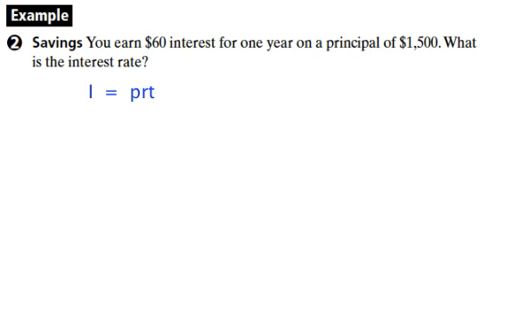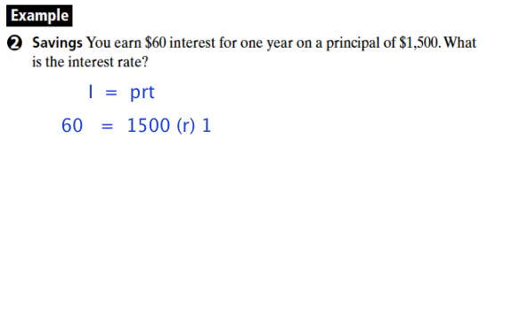We're trying to find the interest rate, the R. I think it makes a lot more sense to plug in everything you know and then solve for what you don't know. The I is the interest you earn, so that's $60. The principal, the P, is $1,500. We don't know the R, and the time is 1 year. Now we can solve for R.